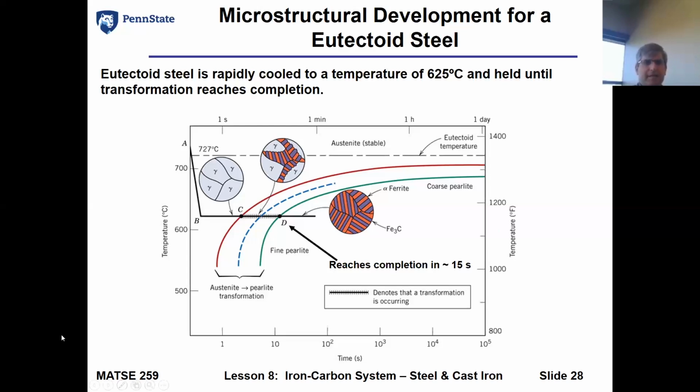So in this case, let's start at our 930 degrees C, and we instantaneously drop to a temperature of 625 degrees C. And we hold it for a period of time. Now, this line represents where the perlite, or the transformation of the austenite to perlite, will begin. And so until we reach that time, see at 1 second, nothing happens. And since this is a logarithmic scale, we're probably at about 3 seconds, 2 or 3 seconds.